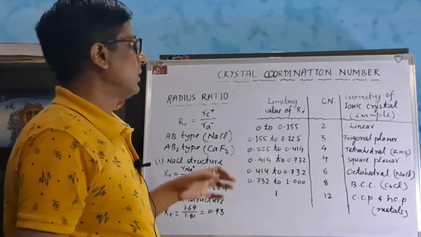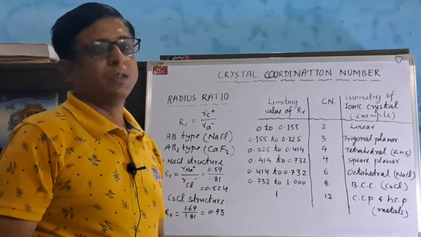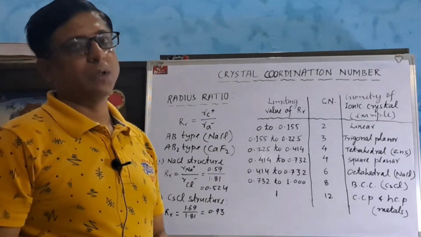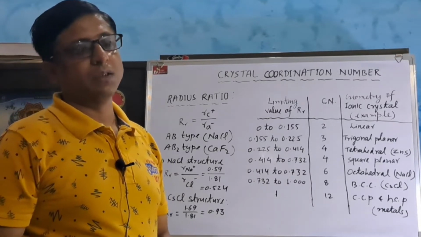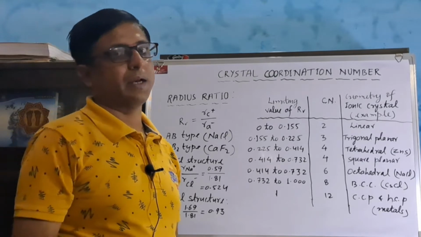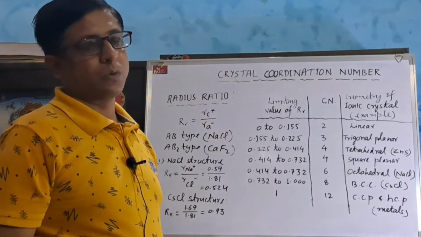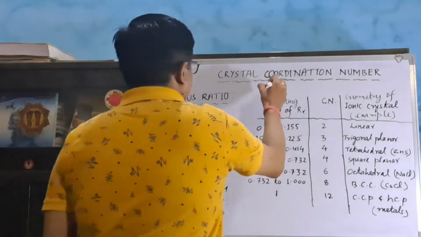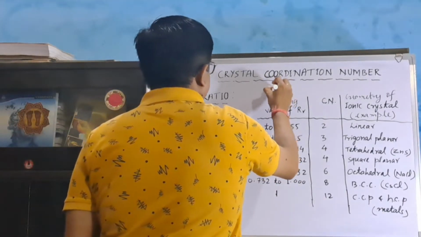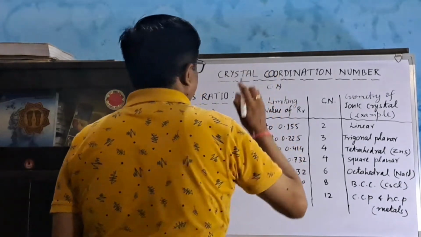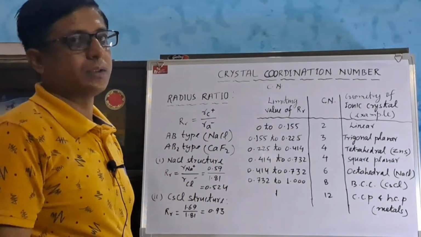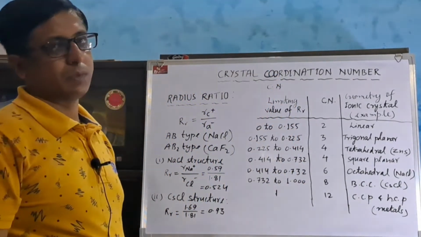The crystal coordination number may be defined as the number of ions of opposite charge surrounding an ion in an ionic crystal. It is represented in short form as Cn. It is called Cn, crystal coordination number, or simply coordination number.